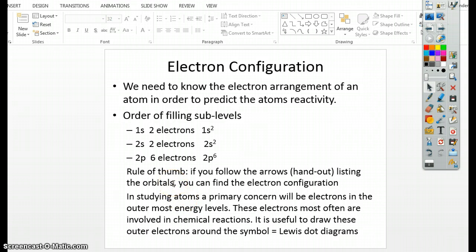In studying atoms, a primary concern will be electrons in the outermost energy level. These electrons most often are involved in the chemical reactions. It is useful to draw these outer electrons around the symbol, known as a Lewis dot diagram, and we'll be doing that later on. I want to show you some tables before I show you some information about electron configurations.